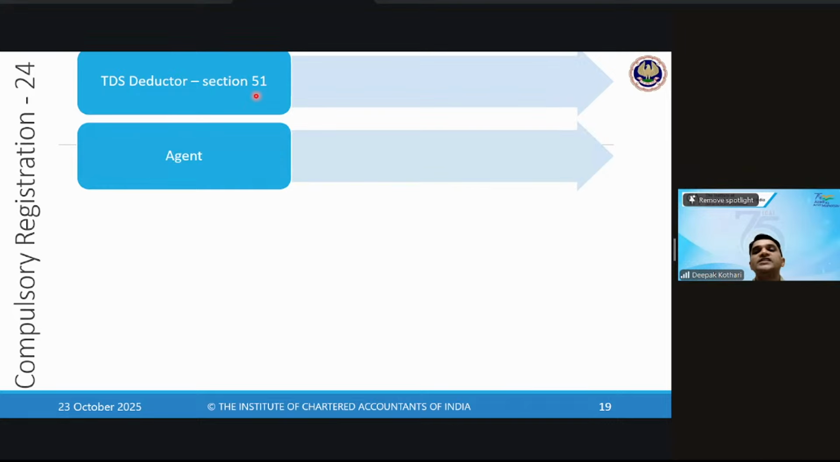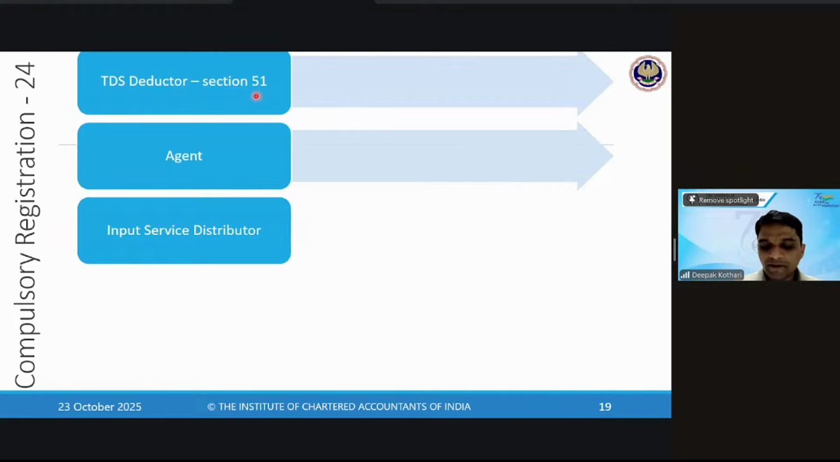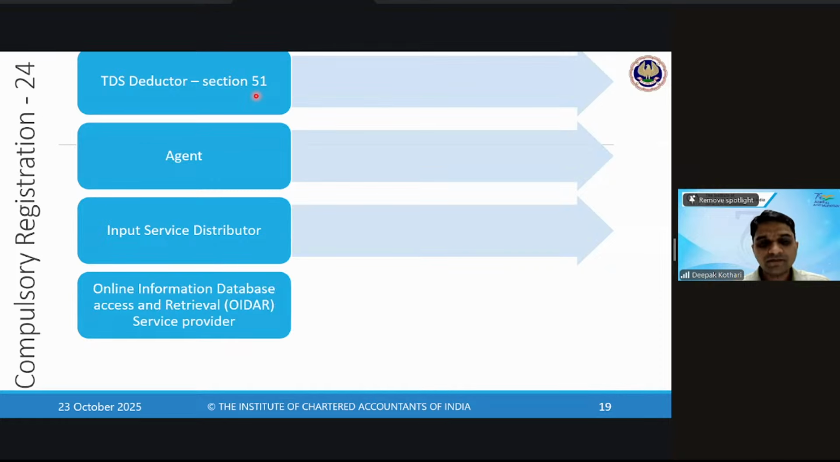Second is a person who is an agent, meaning a person who is selling on behalf of anyone. In Schedule 1, we had seen, right? Any supply between the principal and agent without consideration is also supply. So when the agent is selling anything on behalf of the principal, he will have to take compulsory registration. Then a person who is an input service distributor. Who is an input service distributor? A person who is distributing the credits to its other branches. He is an input service distributor. He will also have to take compulsory registration.